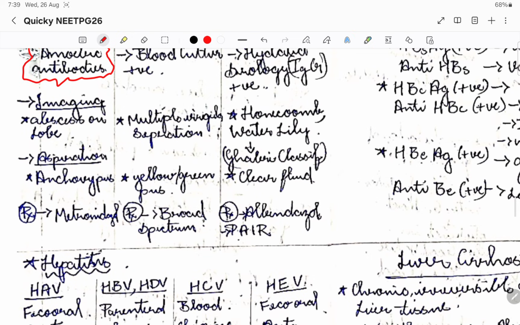When I take an imaging of the liver, there will be an abscess in one of the lobes. What do we do? We aspirate, and the aspirated fluid will be anchovy pus. Please remember this, anchovy pus. The definitive management to treat the protozoan is metronidazole.